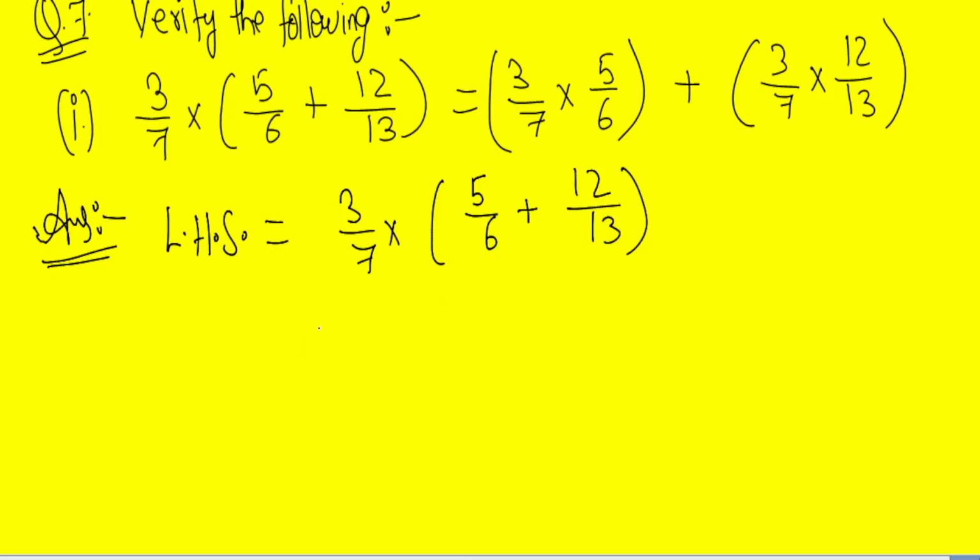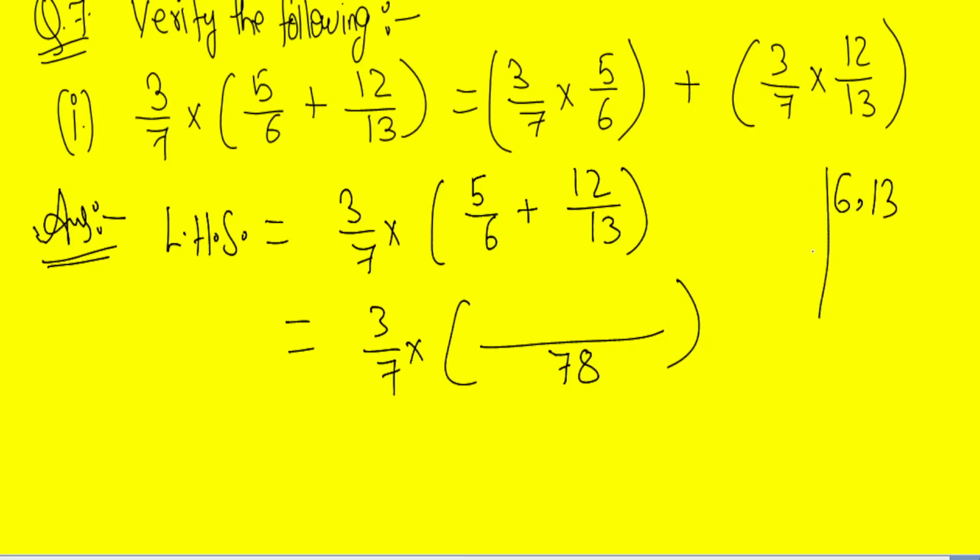Okay. Now see here, 3 upon 7 multiply. Now 6 and 13, what will it become? It will become 78. 78 is actually the LCM of 6 and 13. If you have any problem, I will show you how this 78 comes. So we are just taking the normal LCM.